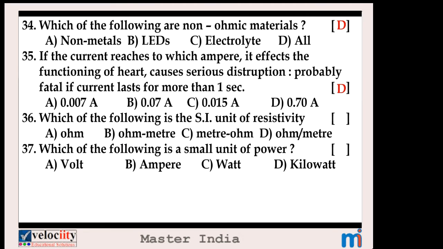36. Which of the following is the SI unit of resistivity? A. Ohm, B. Ohm meter, C. Meter ohm, D. Ohm by meter. Option B is the correct answer. Ohm meter. SI unit of resistivity is ohm meter. 37. Which of the following is small unit of power?